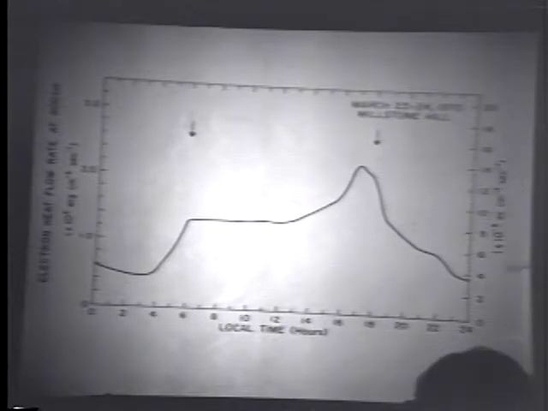Basically, the energy coming in has a peak value of about 1.3 times 10 to the 10th. The diurnal average is 7.5 times 10 to the 9th eV per square centimeter per second coming through.